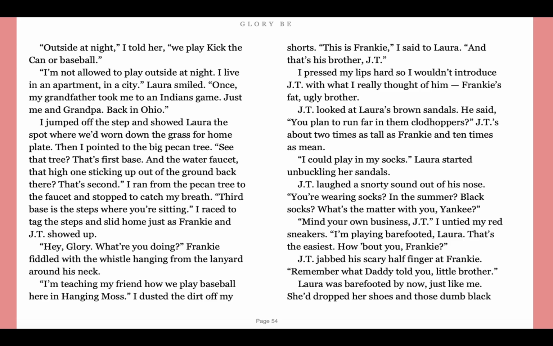Hey, Glory, what are you doing? Frankie fiddled with the whistle hanging from his lanyard around his neck. I'm teaching my friend how we play baseball here in Hanging Moss. I dusted the dirt off my shorts. This is Frankie, I said to Laura, and that's his brother, JT. I pressed my lips hard so I wouldn't introduce JT with what I really thought of him, Frankie's fat, ugly brother. JT looked at Laura's brown sandals. He said, You plan to run for in them clodhoppers? JT's about 2 times as tall as Frankie and 10 times as mean.